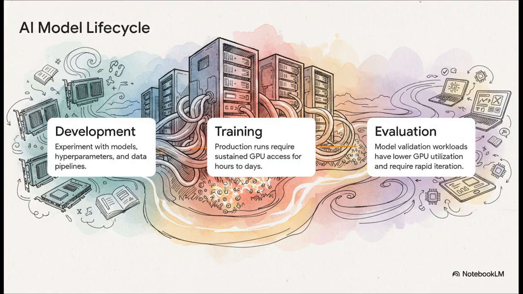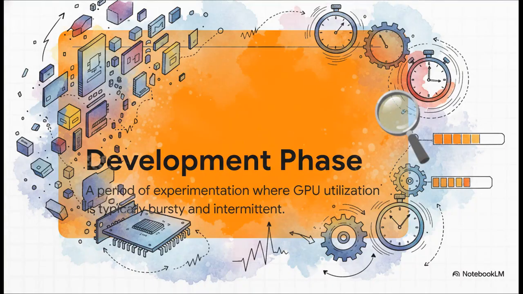You can really think of this whole process in 3 main stages. First, you develop an experiment. Then comes the big training run. And finally, you evaluate how it did. Each one of these has a completely different resource profile. And if you try to use a one-size-fits-all approach, you're going to waste a ton of money and leave your expensive hardware sitting idle. So let's focus on that development phase.